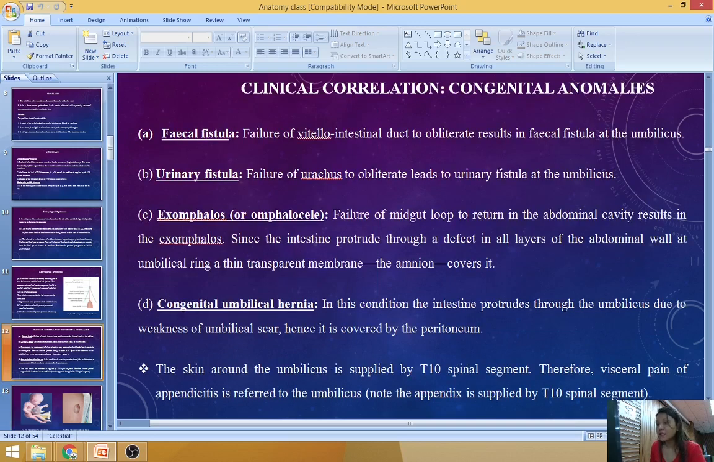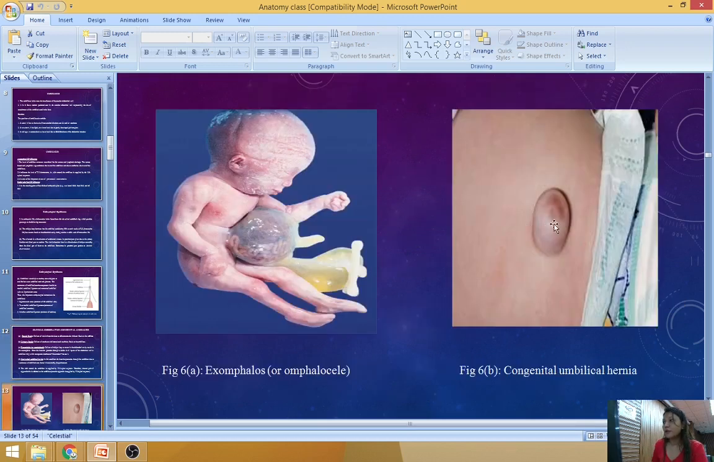Okay, next is the congenital umbilical hernia. Hernia is anything which protrudes out. So what happened in this condition? The intestine protrudes through the umbilicus due to weakness of the umbilical scar and hence it is covered by peritoneum. Mind you, can you see this diagram? Can you see this picture? Yes, ma'am. See, what is the difference between the omphalocele and the umbilical hernia?